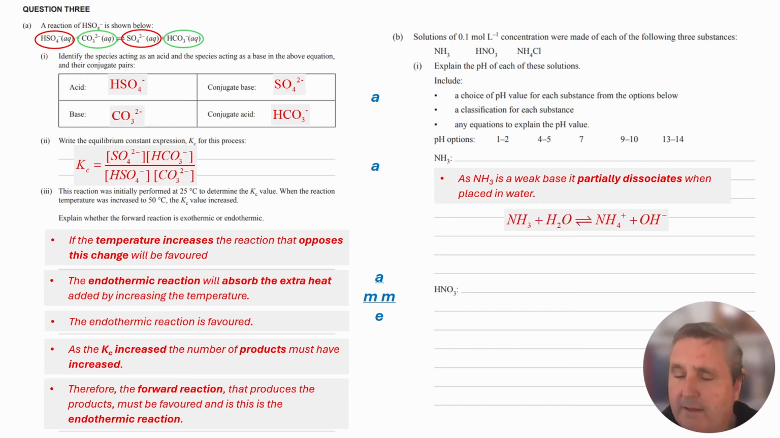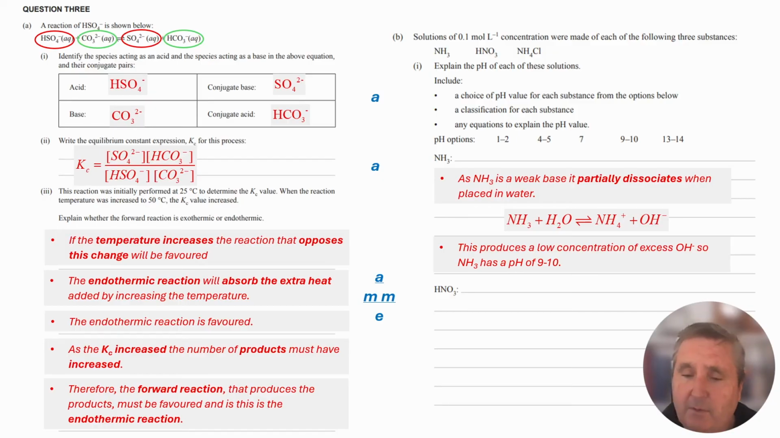We draw the equation for it acting as a weak base. Remember it's acting as a weak base, it's accepting a proton, we're making hydroxide. Because this is at dynamic equilibrium, we only get a low concentration of OH-, because it partially dissociates, only a small concentration of OH-. So therefore its pH is correspondingly, it's a base, but it's not a strong base, it's a 9 to 10. Okay, so what's the next one?